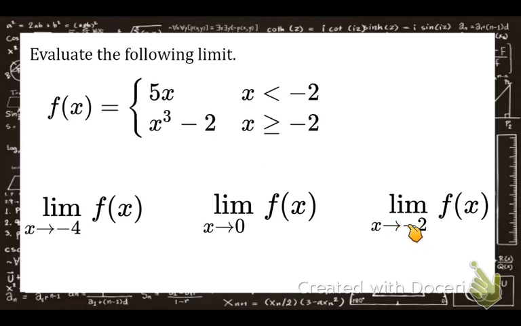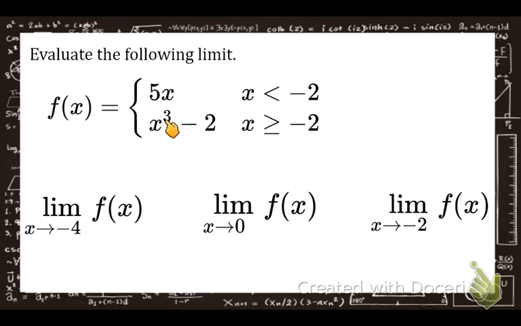However, when we're trying to evaluate a limit of the piecewise function at the point where it breaks, where it's changing its function, we need to approach the limit from the left and right. So we would plug -2 into the top function to get -10, but we would also plug -2 into the bottom function.